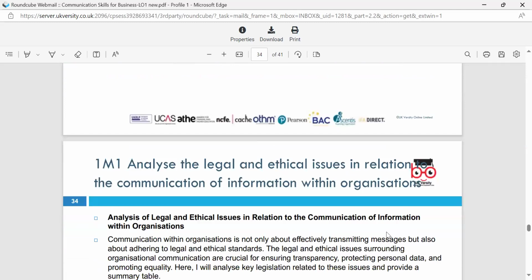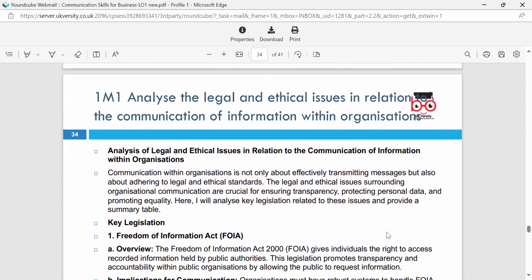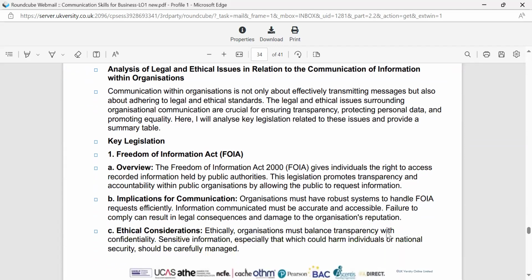Then we've got 1M1, which is to analyse the legal and ethical issues in relation to the communication of information within organisations. Security issues are a big thing and are raised by data dissemination within any organisation. The legal and ethical issues surrounding organisational communication are crucial for ensuring transparency, protecting personal data and promoting equality. So we're going to look at the legislation in regards to this and provide a summary table.